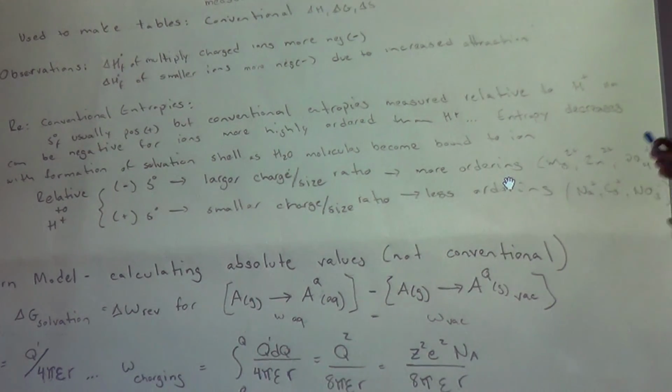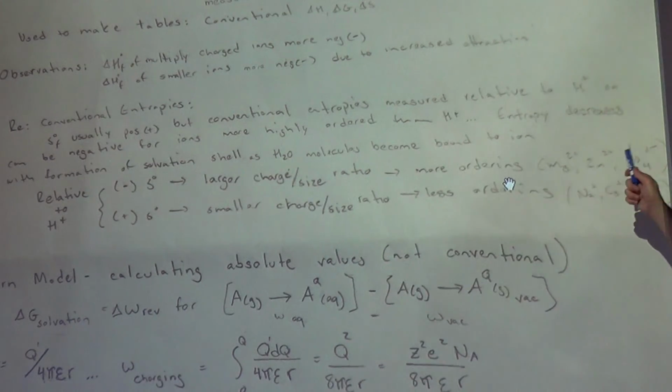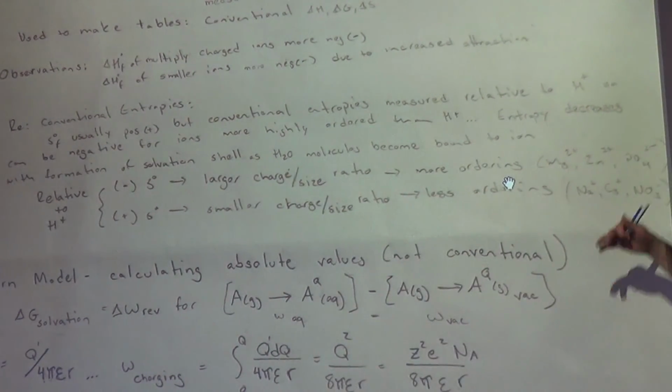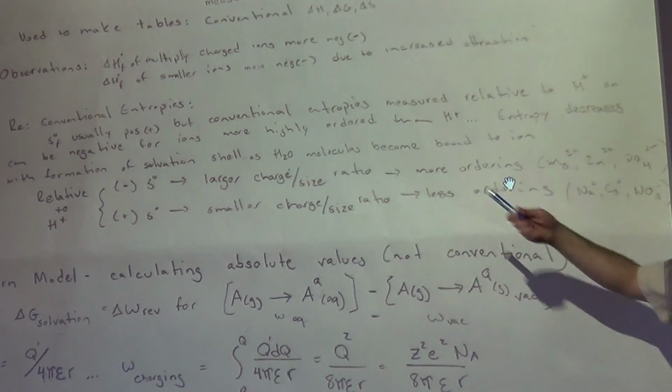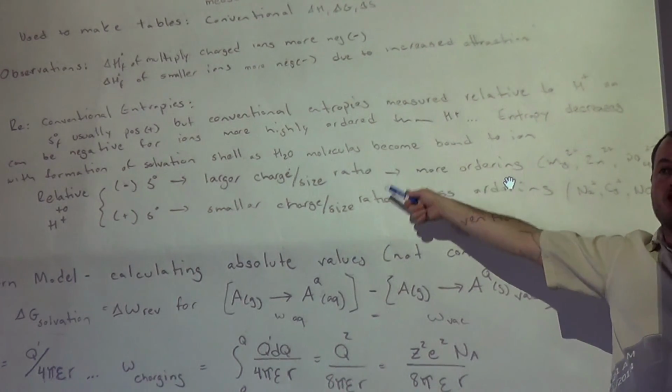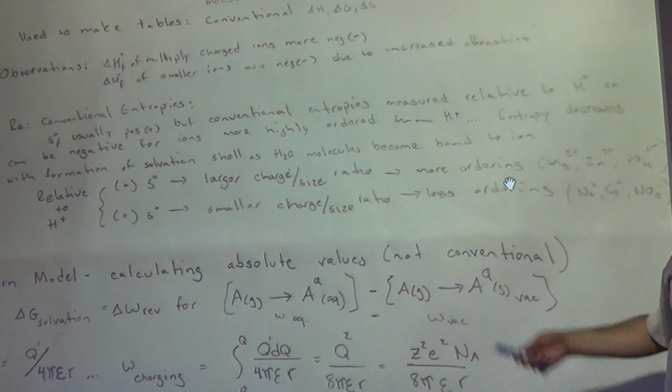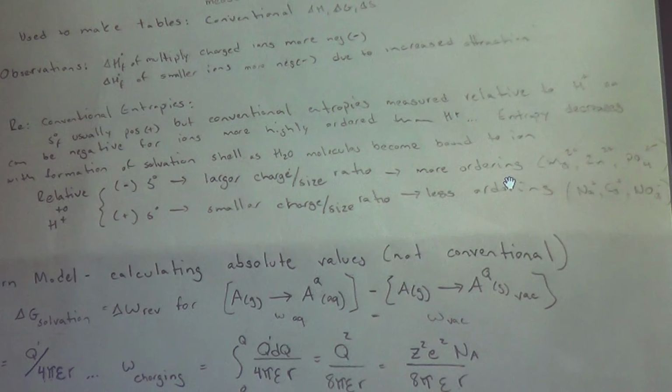And so species like magnesium, zinc, and phosphate, which have a larger charge to size ratio than H+, will end up having a negative formation entropy on your tables of conventional entropies. The guys that have the smaller charge to size ratio aren't able to attract those water molecules and pull them in as tightly, and so they'll end up having a positive formation entropy relative to hydrogen. And so for the conventional values, it's all relative to hydrogen.